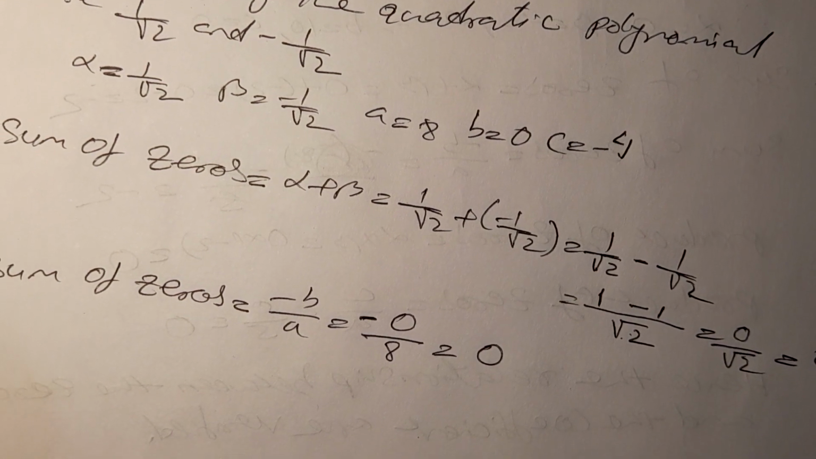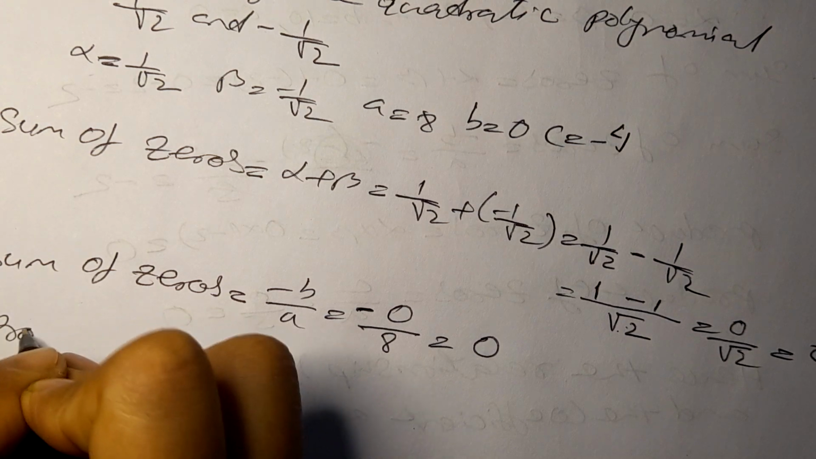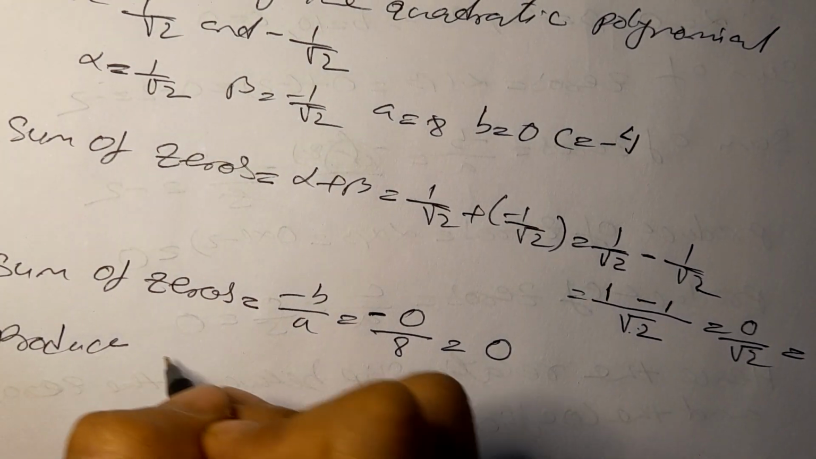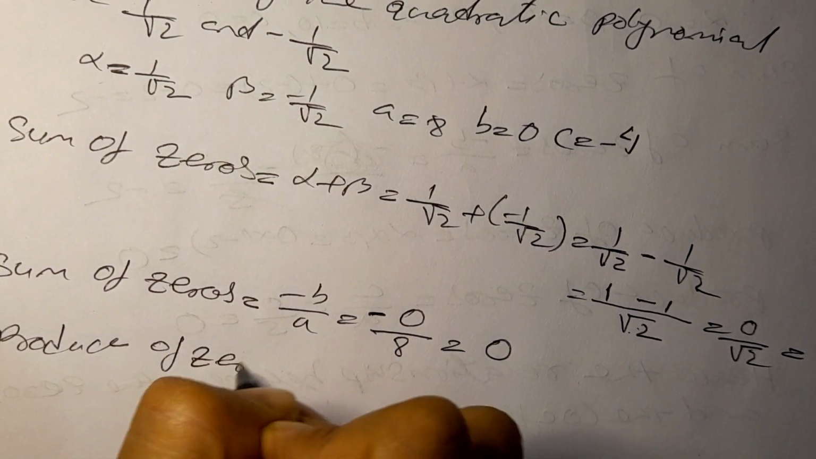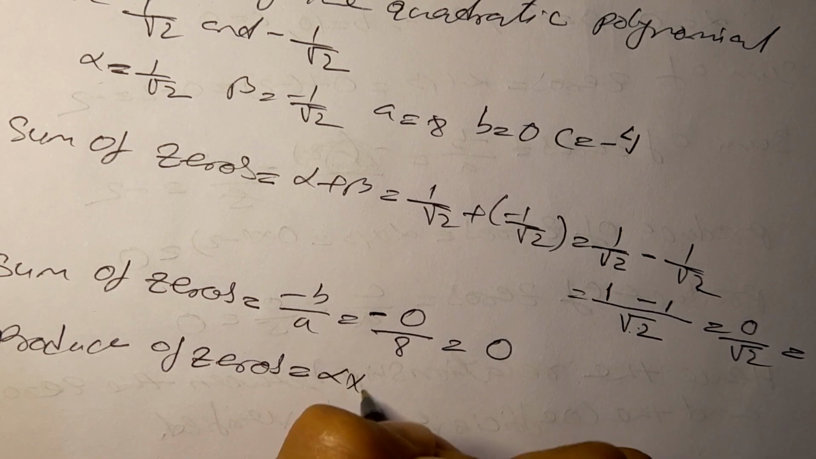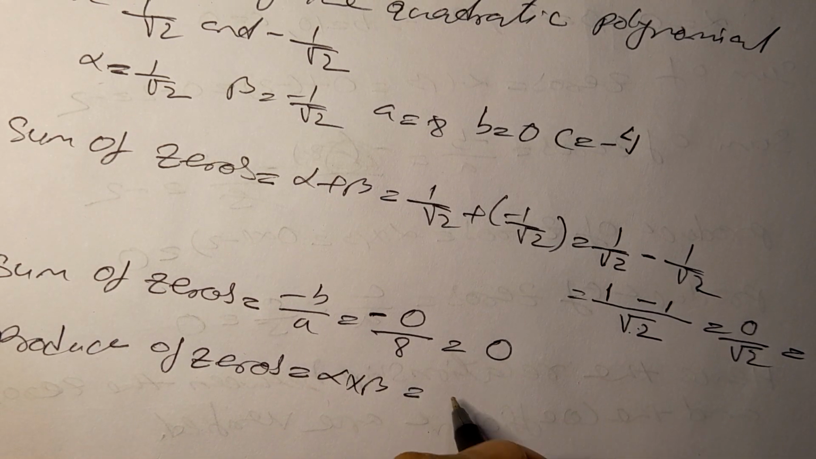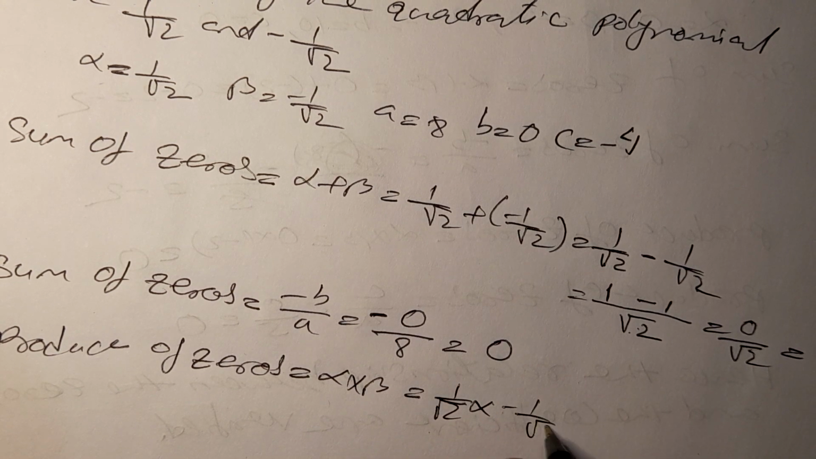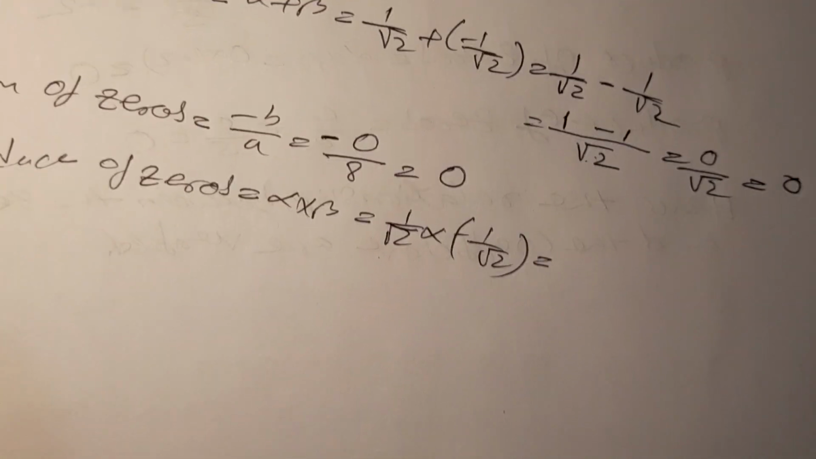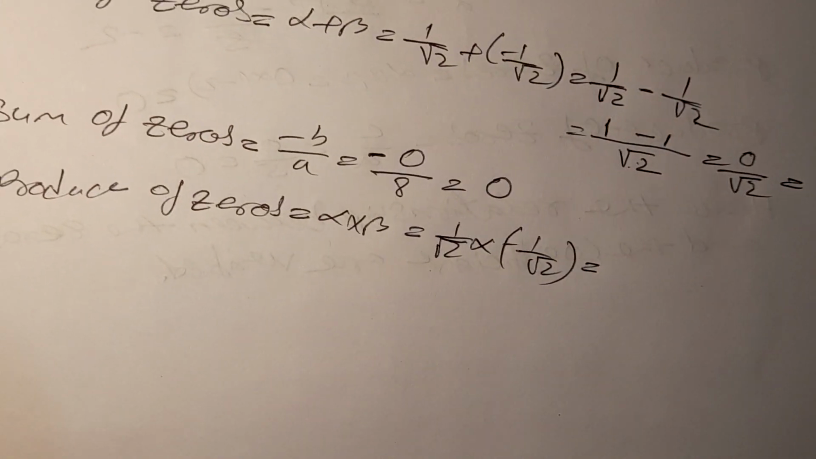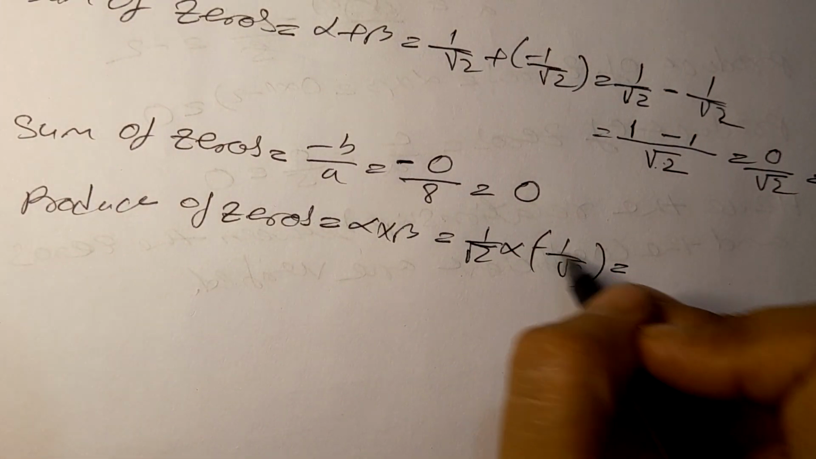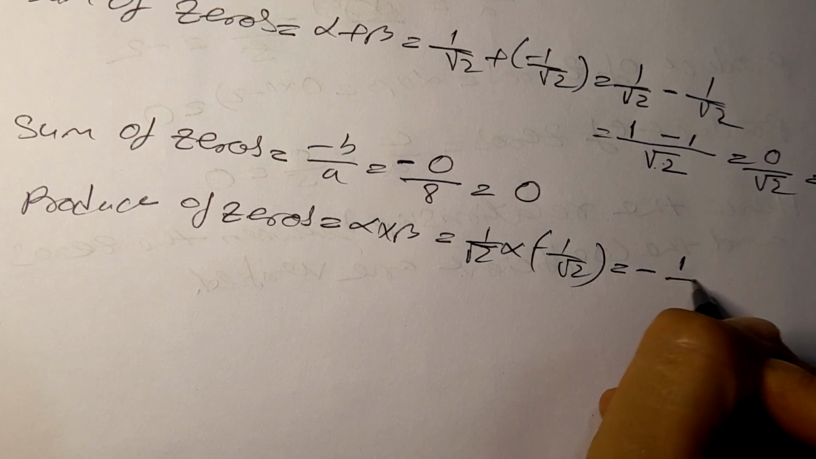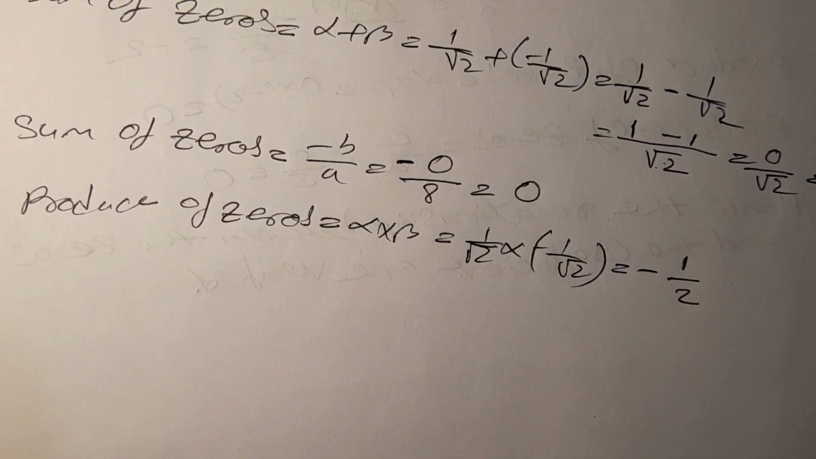Now come to the product of zeros. Product of zeros is multiplication, alpha into beta. The value of alpha is 1 by root 2, into the value of beta, minus 1 by root 2. The top and top will be multiplied, the down and down will multiply. So plus into minus is minus, 1 into 1, root 2 into root 2 will be 2, because root a into root a is a.